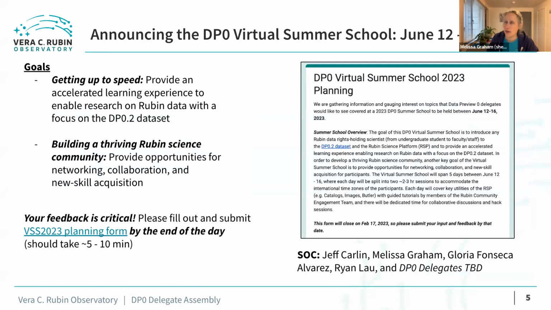So this is also the first announcement. Well, you saw the first announcement, I think, as a message to you, asking for your input to the first DP0 virtual summer school. So save the dates for June 12th to 16th, either for yourself or for a student that you might want to send. Actually, we have members of our SOC here. If either of them would like to just say a few words about what the virtual summer school is going to be like, maybe Jeff or Ryan.